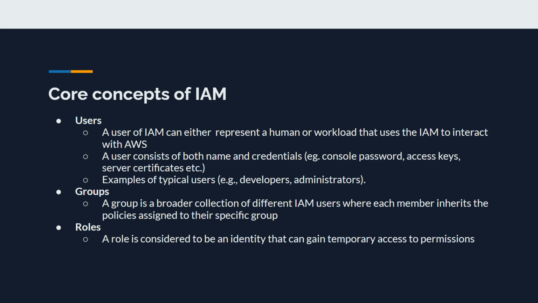Core concepts of IAM. Users. A user of IAM can either represent a human or workload that uses the IAM to interact with AWS. A user consists of both name and credentials, and examples of typical users are developers and administrators. Next, we have groups. A group is a broader collection of different IAM users where each member inherits the policies assigned to their specific group. Then we have roles. A role is considered to be an identity that can gain temporary access to permissions.